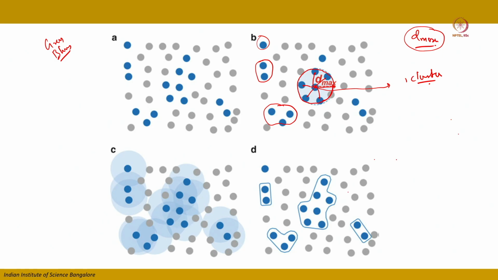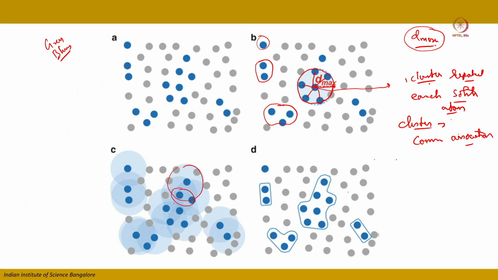This process is repeated for each solute atom. Finally, the clusters are assembled by connecting the atoms together via a network of common associations. So you can see in the figure, for each atom if you calculate, then you will have a cluster of these common associations. These are termed as one cluster.